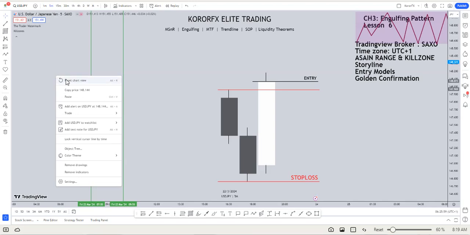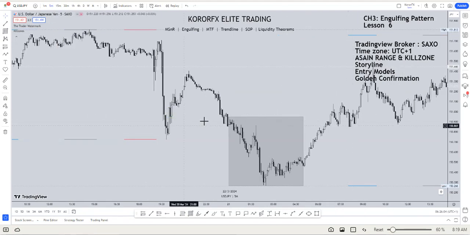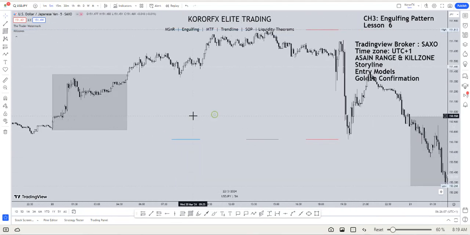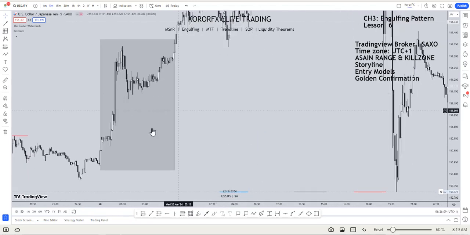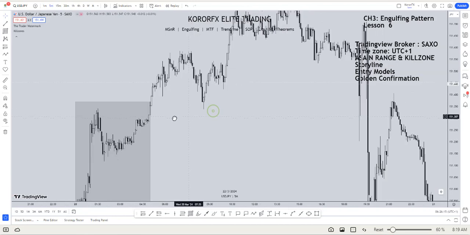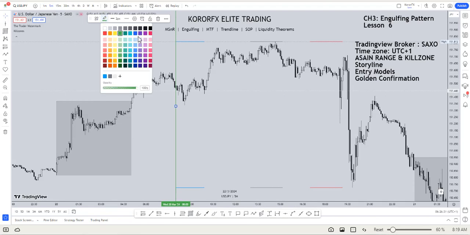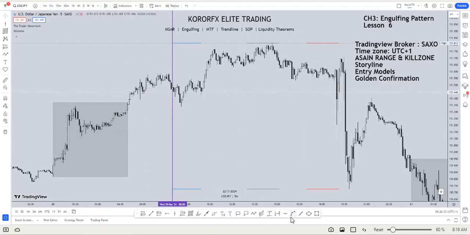All right, I go to the market. For example, I want to show you something very clear. This is the Asian session range. You guys see the Asian session range, right? So we have to make 8. All right, 8 to 10, where I always look for my entries.